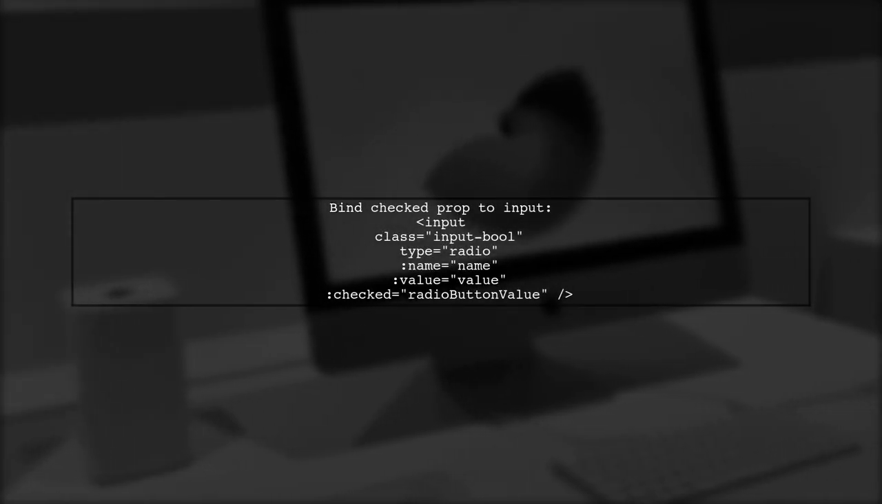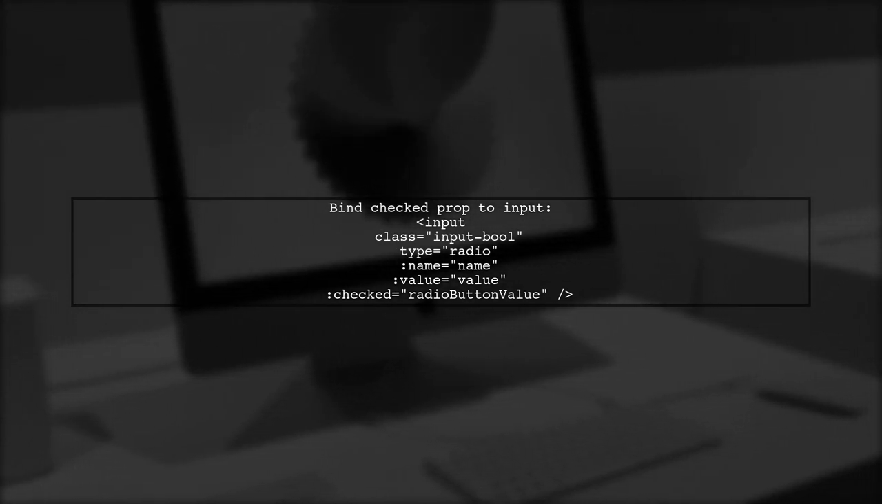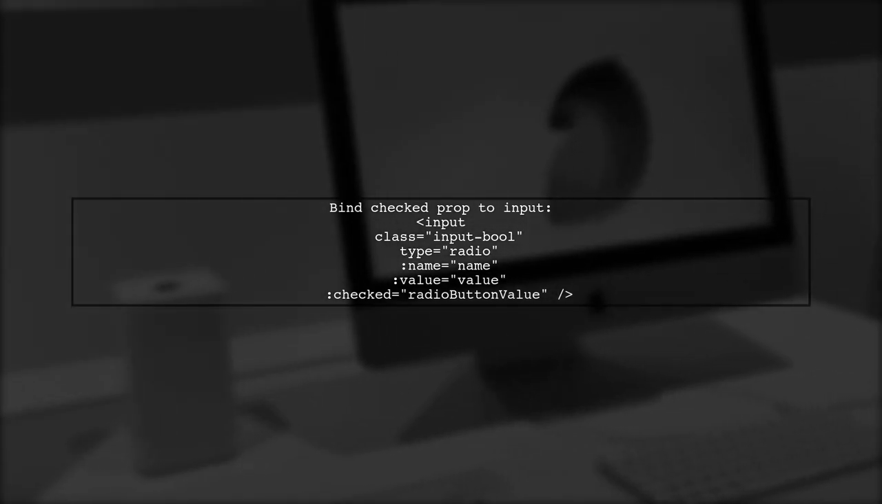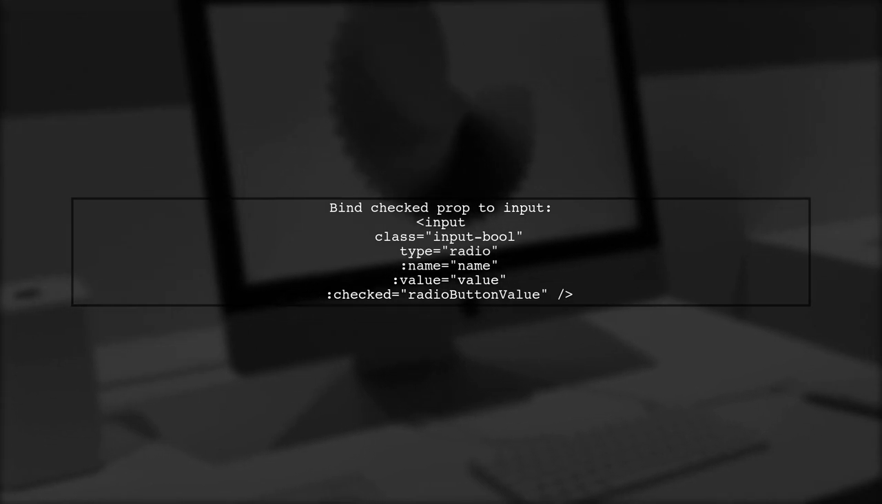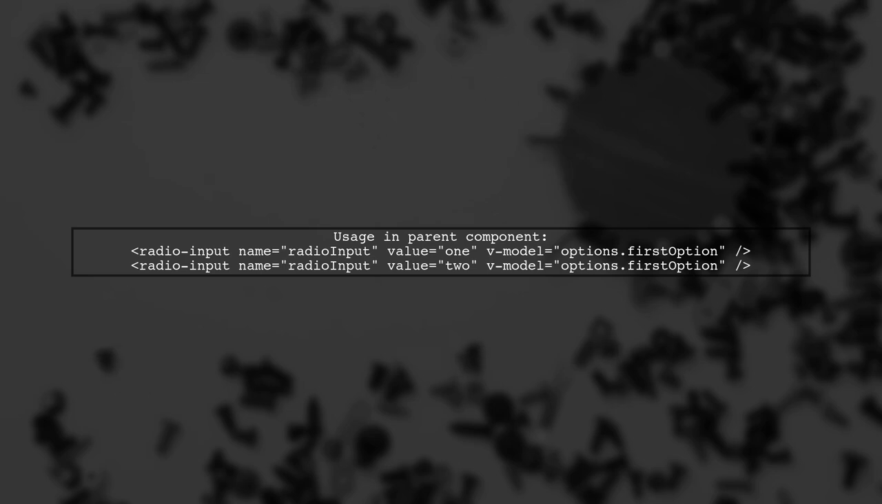Next, we need to ensure that the checked prop is correctly passed to the input element. This will allow the radio button to reflect the initial state. Finally, remember to update the parent component where you use this radio input. Ensure that the vModel is correctly set to the desired value.